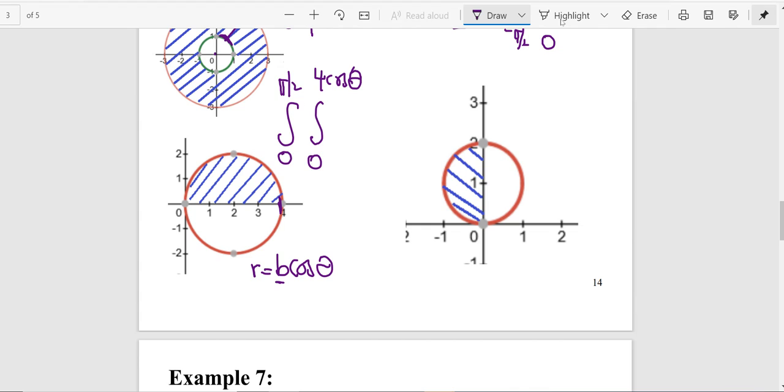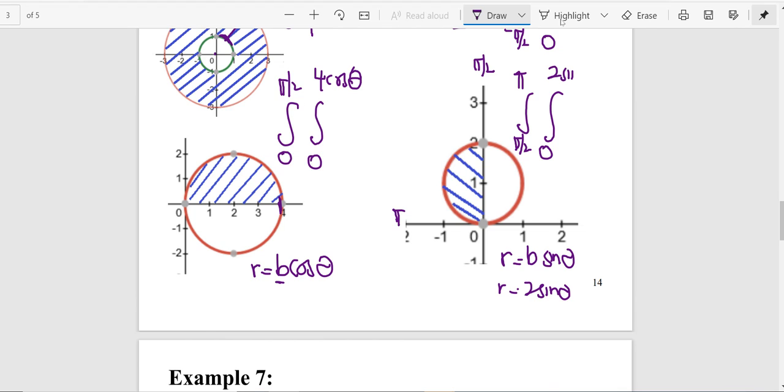What about this one? The angle for this one is pi over 2 up to pi for the limit for theta. What about r here? This is the common shape for r equal to b sin theta. Here b is equal to 2, so r equal to 2 sin theta. So it should start with 0 up to 2 sin theta.